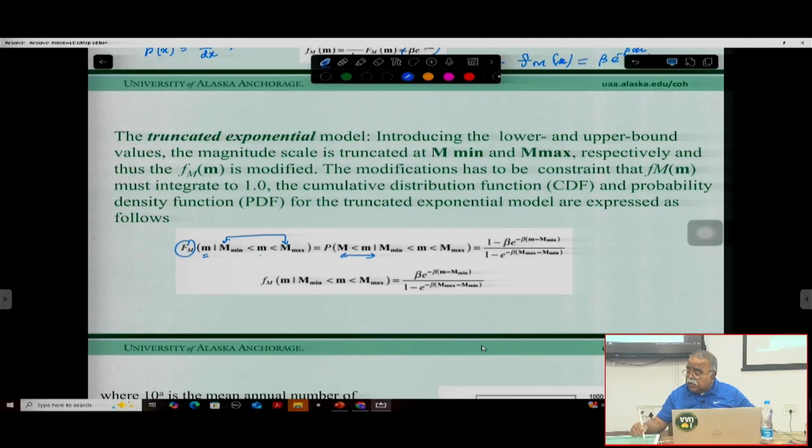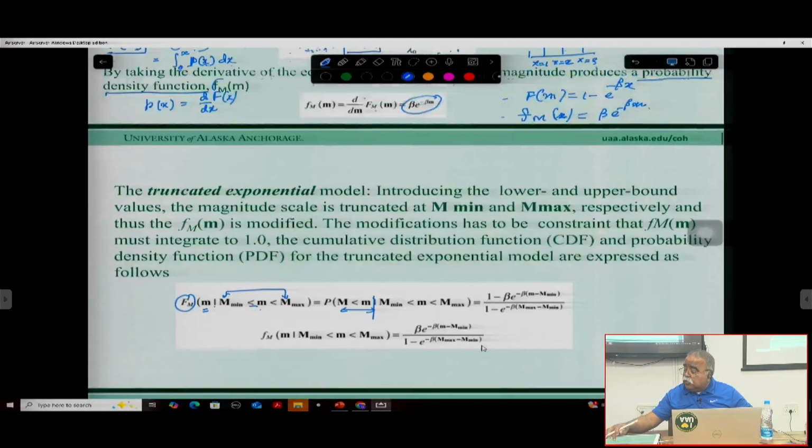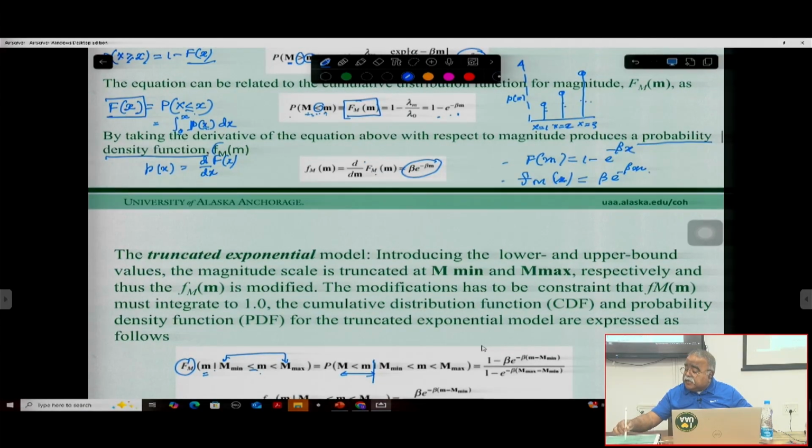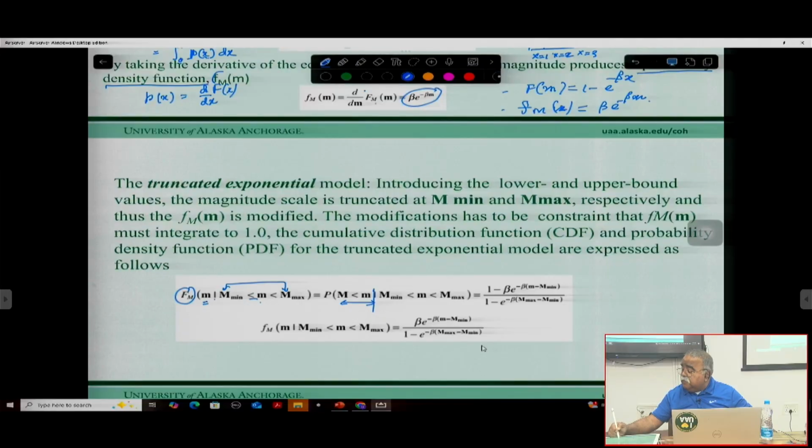That is your Fm, and it will be conditioned with m min and m max. If you do that, it will be equal to, instead of m, we write it as 1 minus e to the power minus beta times m minus m min, over 1 minus e to the power minus beta times m max minus m min. So we need to calculate m minus m min and m max minus m min, right? That's your Fm. If you know this Fm, then this is your cumulative distribution function and this is your probability density function. The PDF will be equal to d by dm of the CDF. So just differentiate this expression.